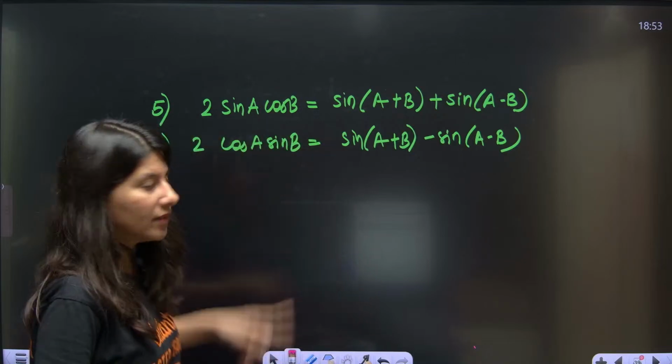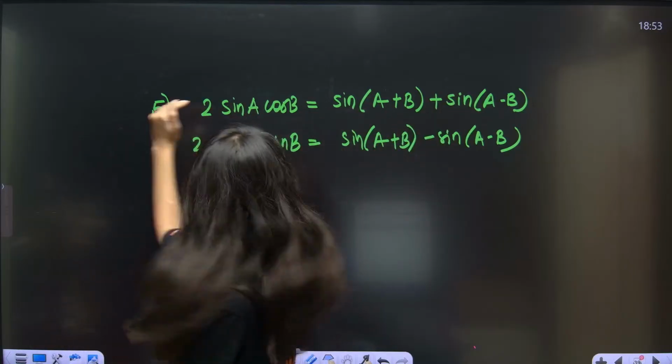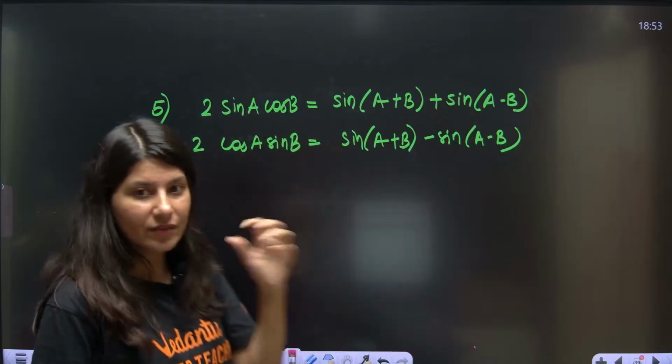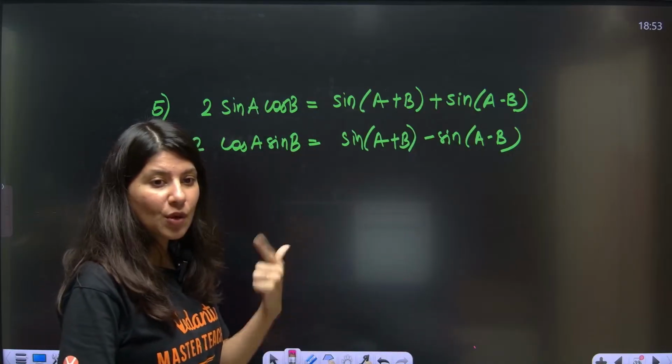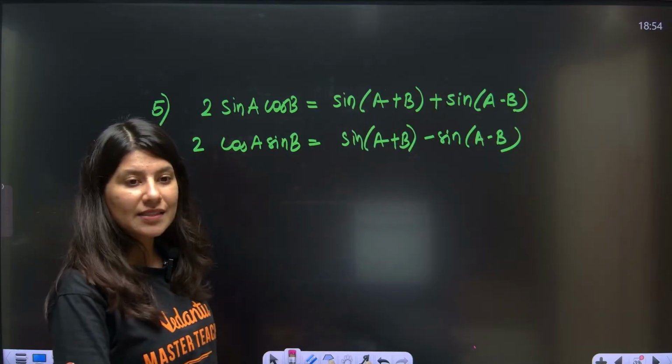2 sin A cos B is sin(A+B) plus sin(A-B). Everybody able to remember this formula? If not, we'll make it stronger by solving problems. Okay. 2 cos A sin B is sin(A+B) minus sin(A-B).